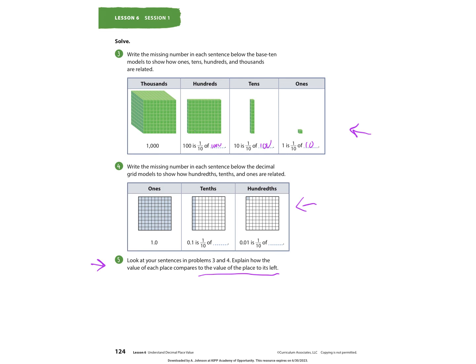So 100 is a tenth, right? So if they look at this first box, it's literally telling them the answer right there. And this is telling them the answer right there. So writing it out in words is just a way for you to know, like, did they really internalize this lesson and understand that numbers are getting bigger by a power of 10 or getting smaller by a power of 10 or a tenth?